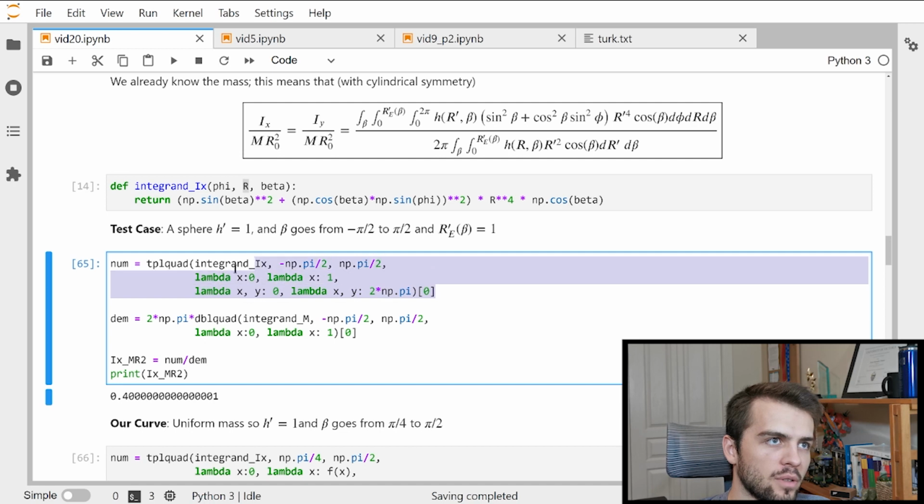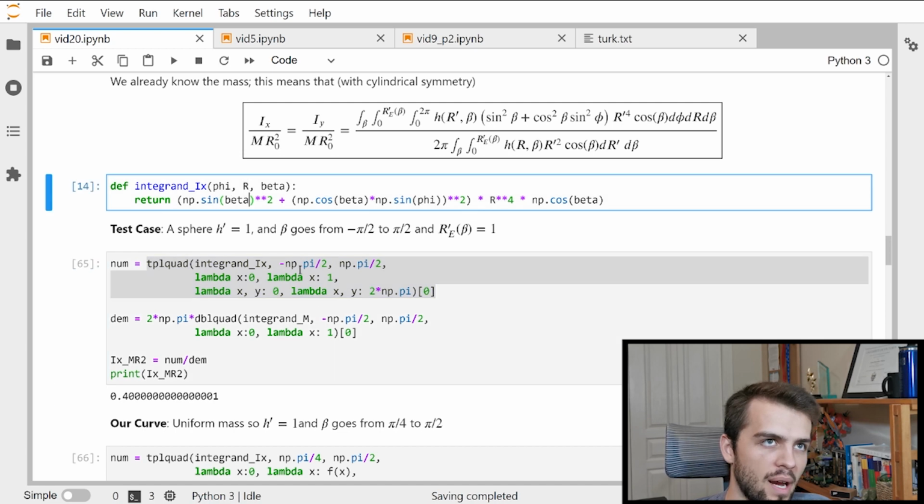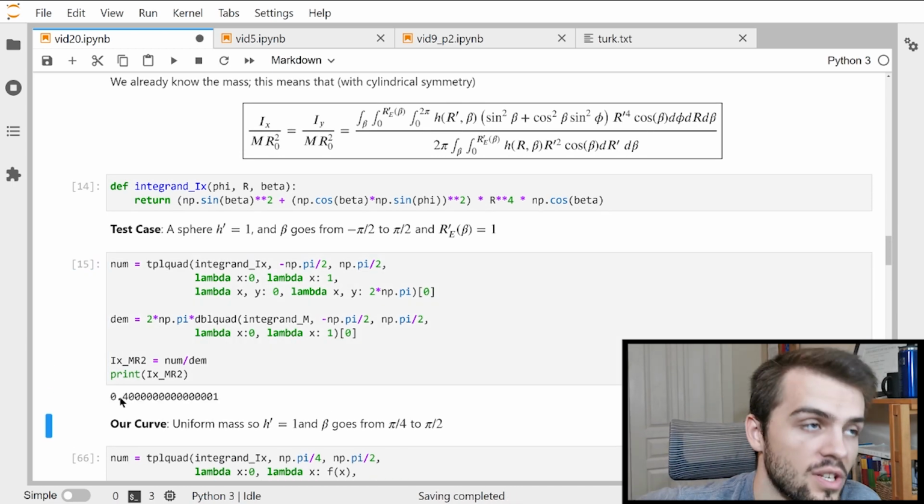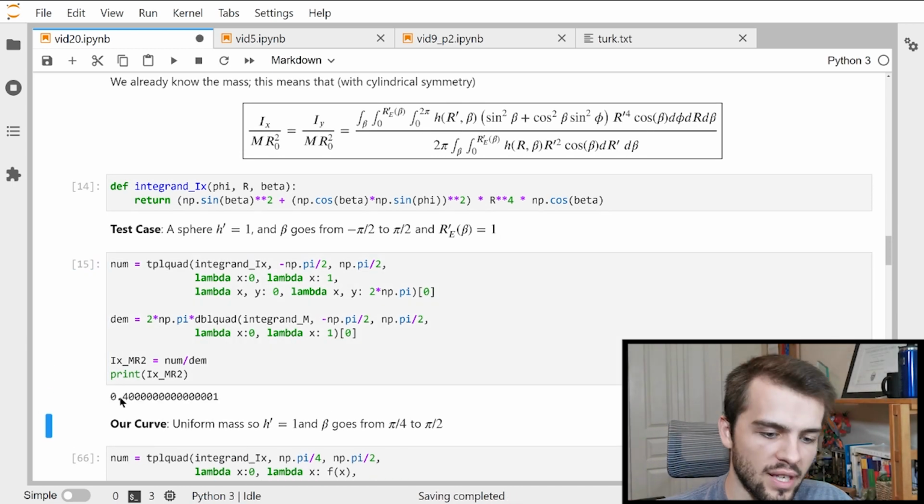And so this becomes my integral here for the numerator of just the sphere. And I have, of course, my function like this. And all the bounds are adjusted for the sphere. Denominator is the same as before. I solve this. And once again, I get 0.4, 2/5. So I've solved for the sphere correctly, and I've done a consistency check.